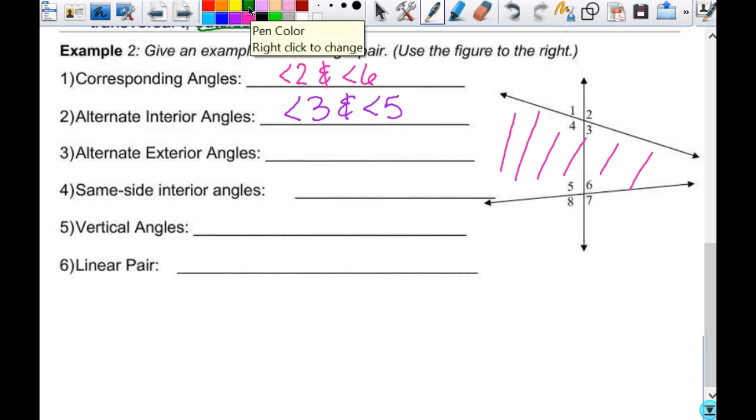Alternate exterior angles, so they're both on the outside, opposite sides of the transversal. So if I start with angle 1 and angle 7. Everybody okay with that?